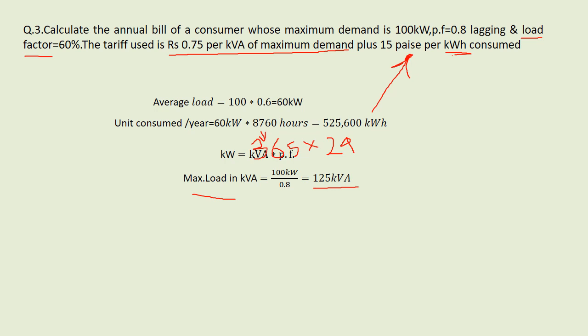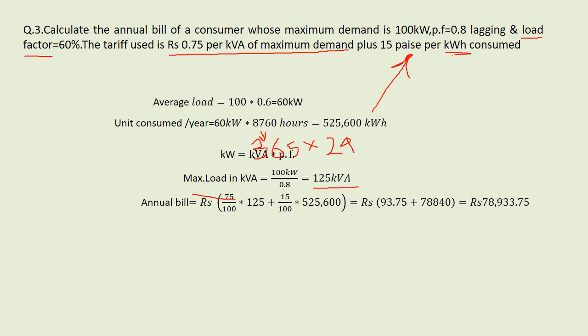So the annual bill is 75 paise converted into rupees, 75 upon 100 into 125 kVA, plus 15 upon 100 into the amount of kilowatt hour. The total sum will be 78,933. This is the annual bill.